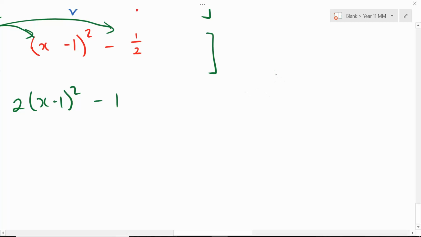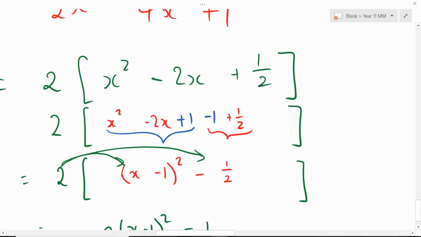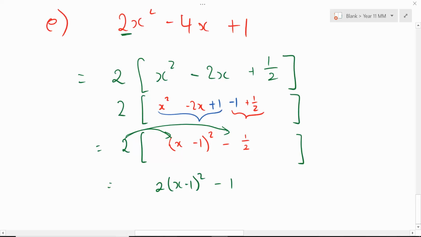So there you go. This is factorizing by completing the square where you have a coefficient of 2 in front of x squared. That's how you do that. Now I know fractions get tricky, but the technique's still the same. I'm still trying to get that perfect square. Add 1, minus 1.